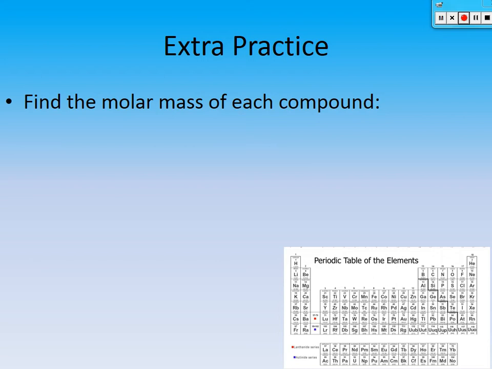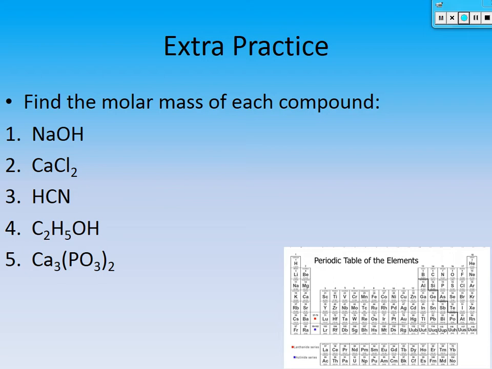Okay, extra practice. It says find the molar mass of each compound. Let me put them all up here. Is there 5 of them? Yeah. What I would like you to do is take some time now and solve these on your own. If you're watching the video, please hit pause. Tell me the molar mass of each one of these, 1 through 5. And then once you have your answer, hit play and see if you got it right.